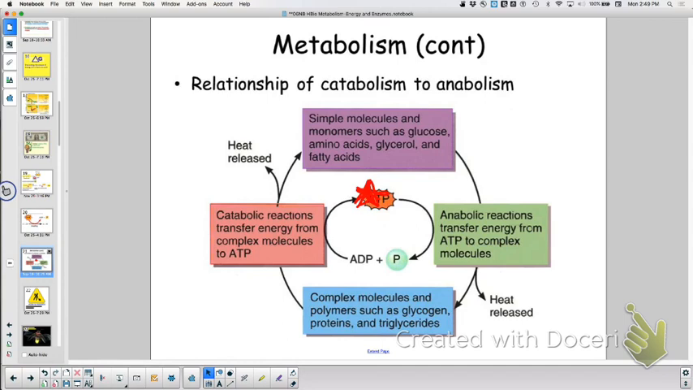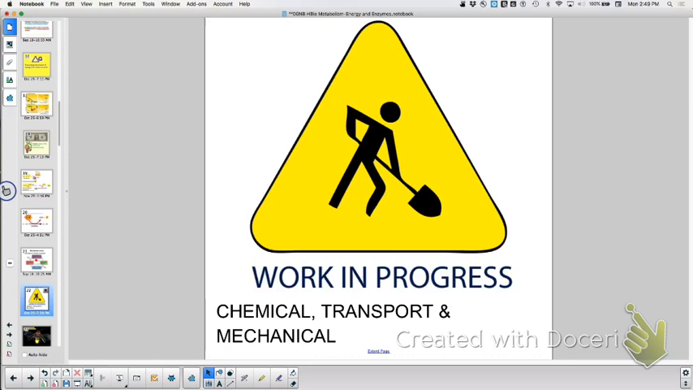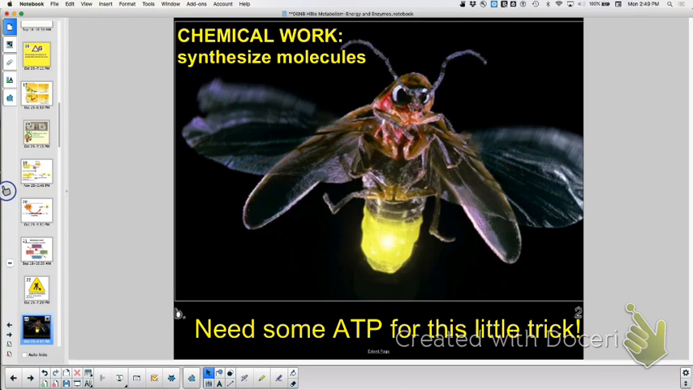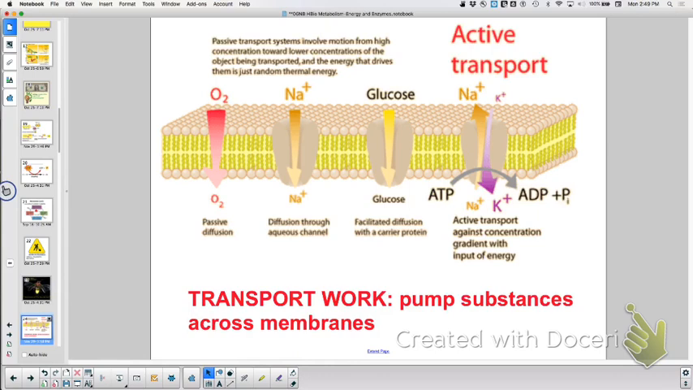What are the kinds of things I need to do in my body? Chemical work, transport work, and mechanical work. So chemical work would be like building something, muscle, or building this protein that glows. Transport work, we talked about there's active and passive transport. Active transport requires energy. Okay? An active transport might be like a sodium potassium pump, or it might be this. What's this? Endo and exocytosis. Exactly.